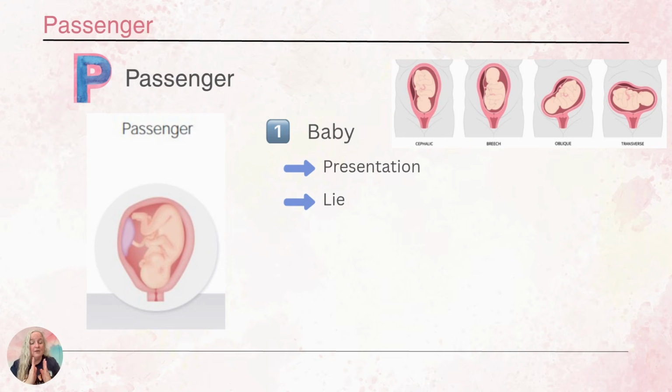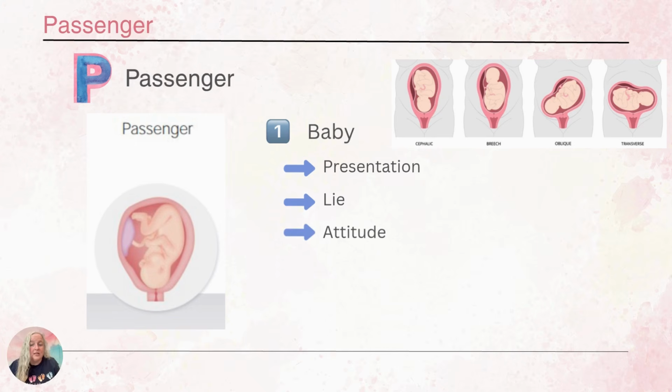So if you have a vertical lie, then the baby is up and down, same as mom. So then you're going to either have a cephalic or a breech presentation. If you have an oblique or a transverse lie, the baby is long way or a little bit offset, then your presentation is probably going to be like a shoulder.